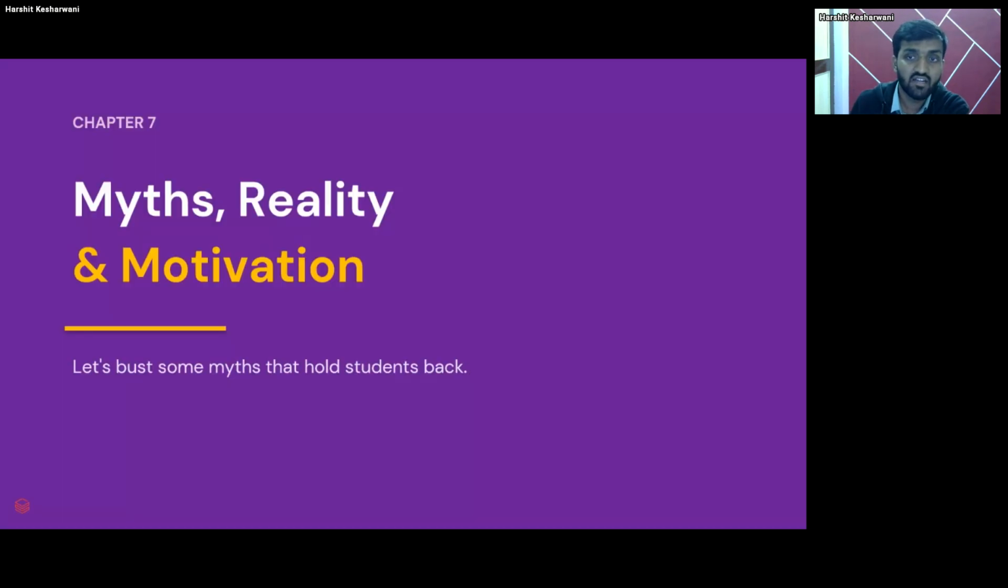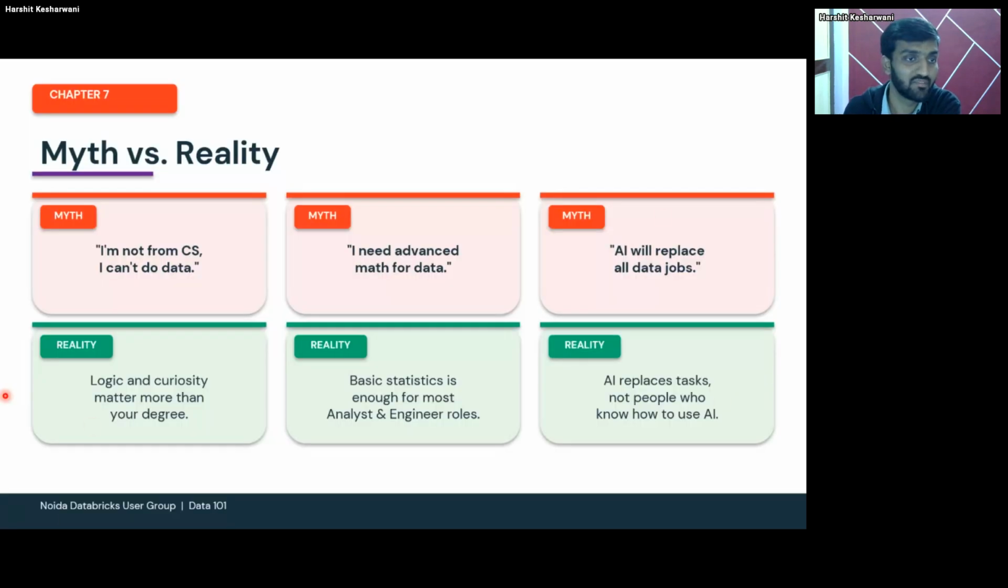So let's quickly get into some myths and realities. I know I was having these myths, so I have written them. I'm not from CS, I can't do data. Bro, let me tell you, for those people who think that, my lead is from an electrical background and he's really awesome at data. I learn a lot from him, but he's not from a CS background. The real and important thing is logic and curiosity. That really matters more than any of the data skills.